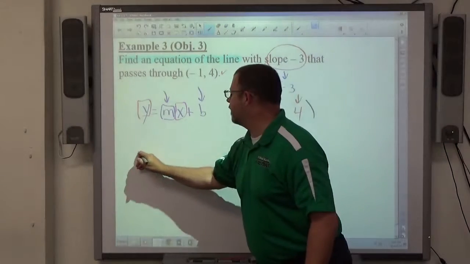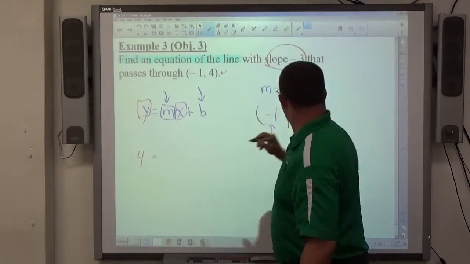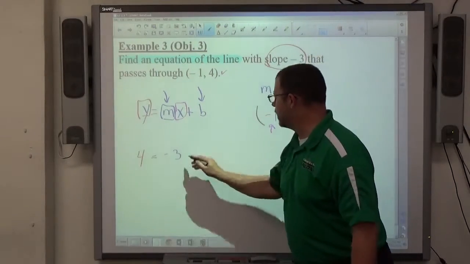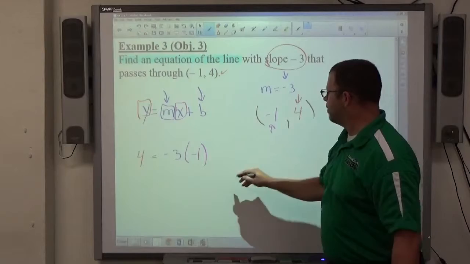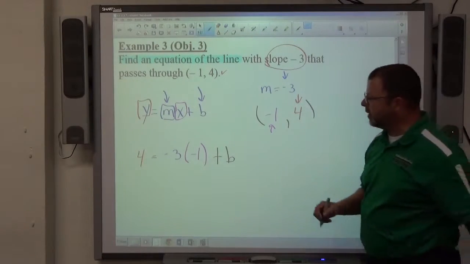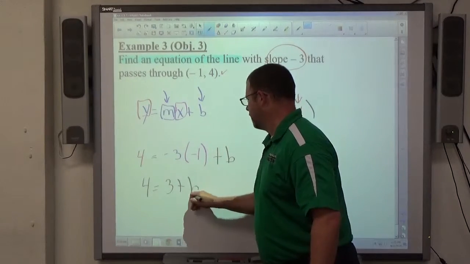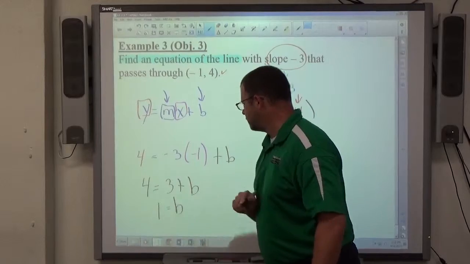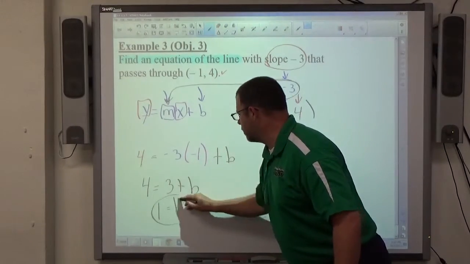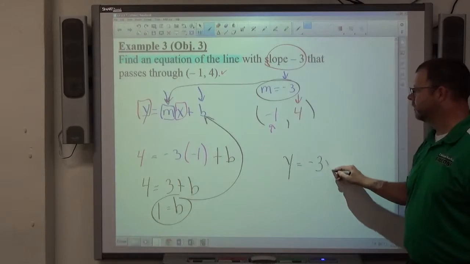So if I substitute everything I know, y is 4, m is -3, that's being multiplied by -1, and is being added to b. The only unknown there is the b, so I'm going to get 4 equals 3 plus b, so therefore b would equal 1. And once I know what m equals, and I know what b equals, I simply write my answer in the good slope-intercept form.